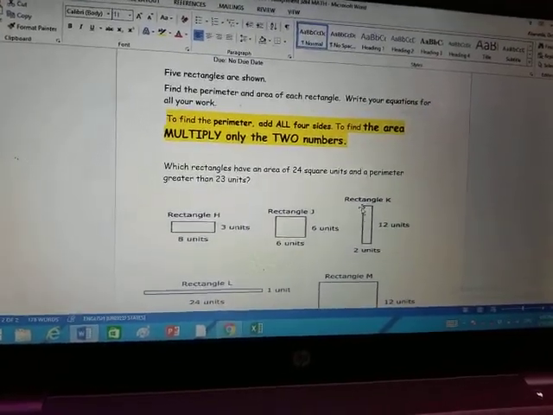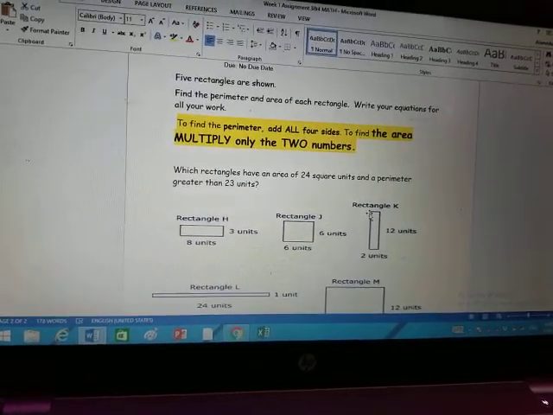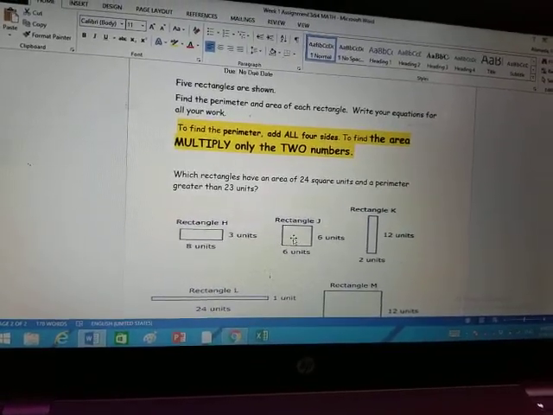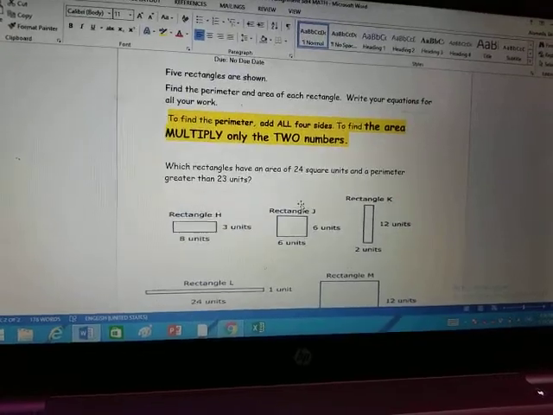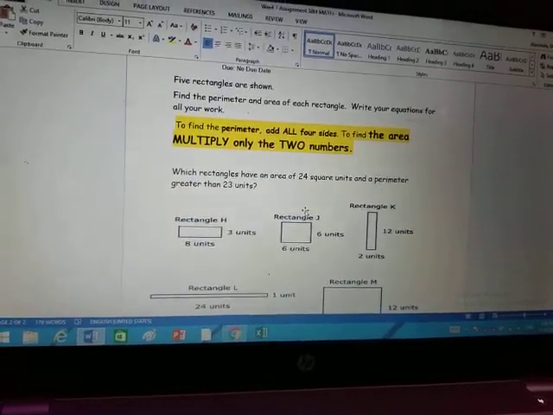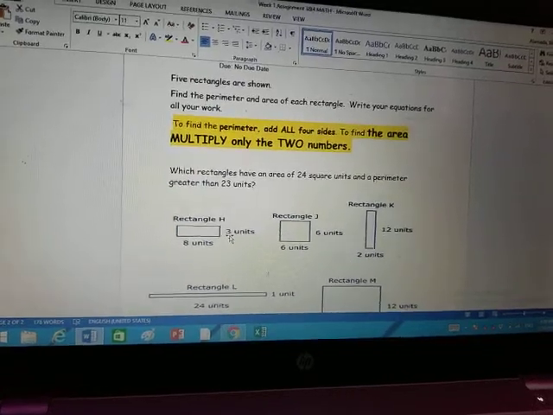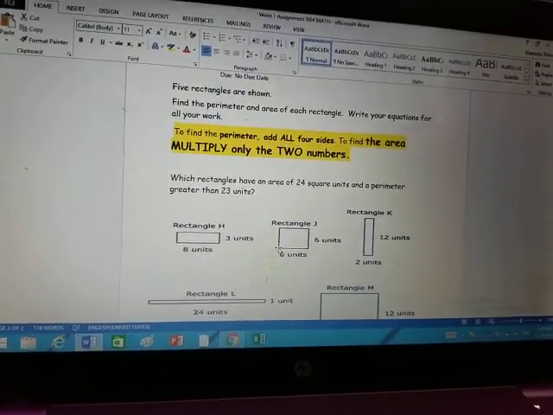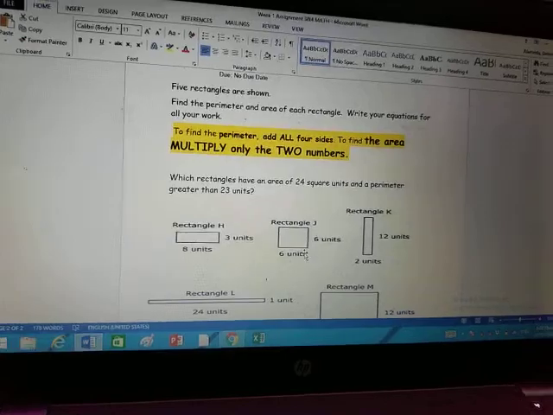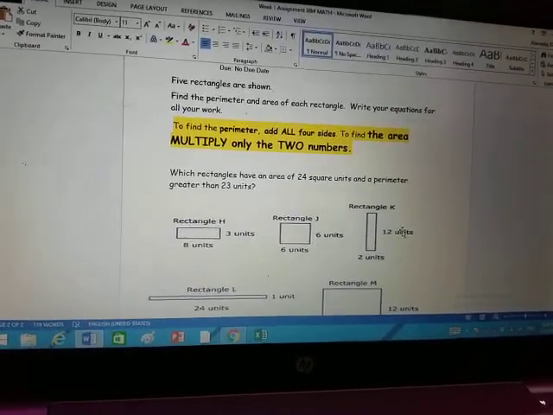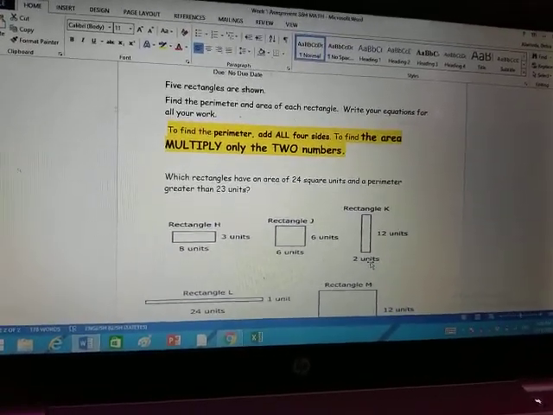Now for area, we're used to counting the boxes, but there are no boxes on the inside. So the other way we learned how to find area is to multiply only the two different sides. So you do 3 times 8 to find the area. We do 6 times 6 to find the area. We do 12 times 2 to find the area.